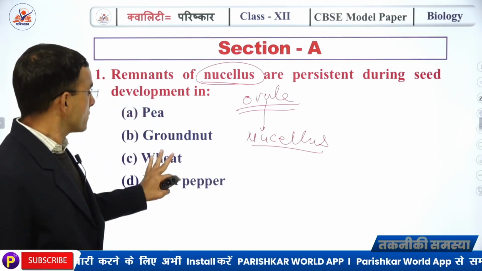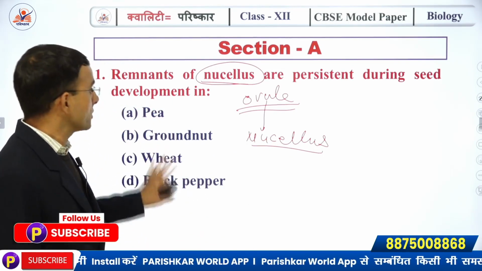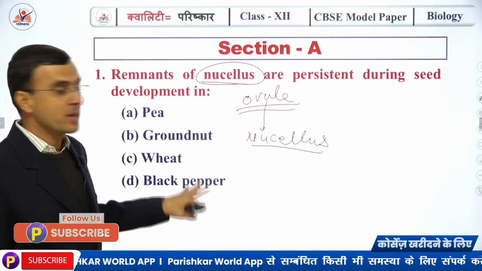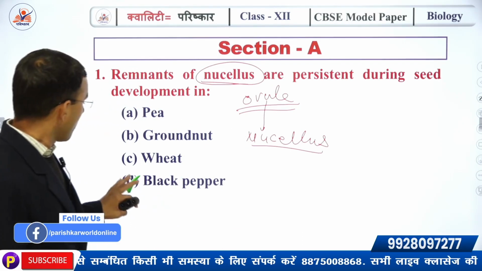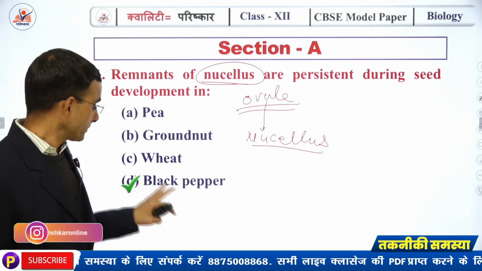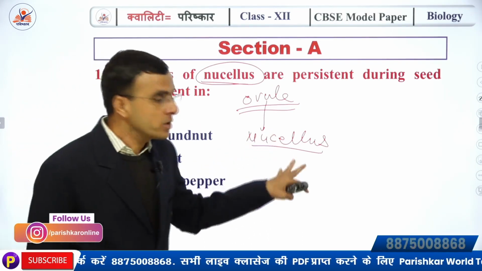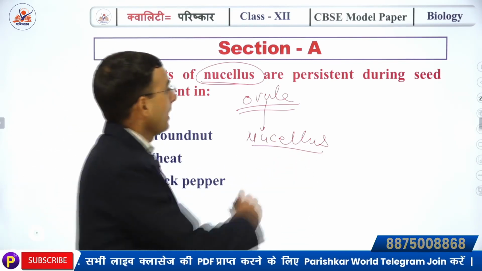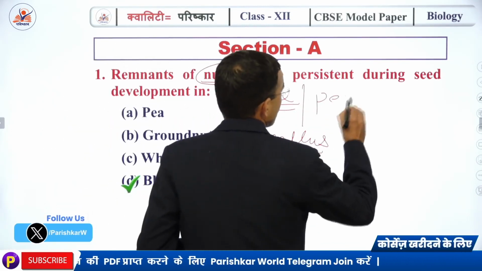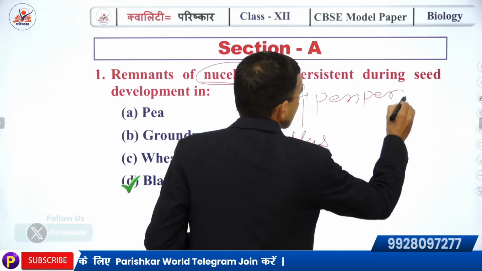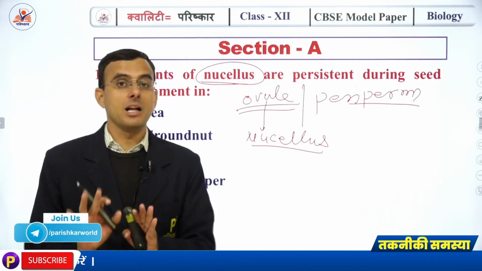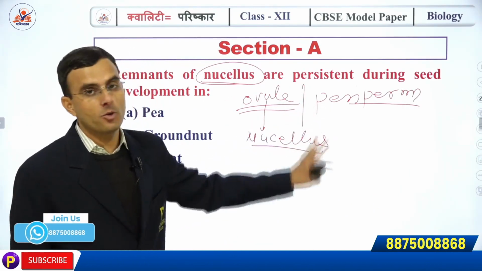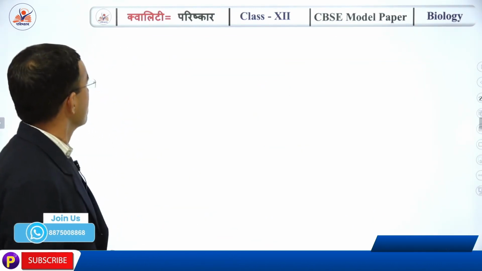So which one is the example in which the nucellus remains? The nucellus remains in black pepper. So the right answer is D, black pepper. In this one, the nucellus remains, and that nucellus is known as perisperm. Whenever the nucellus remains in the seed, it is known as perisperm. So that is the first question.